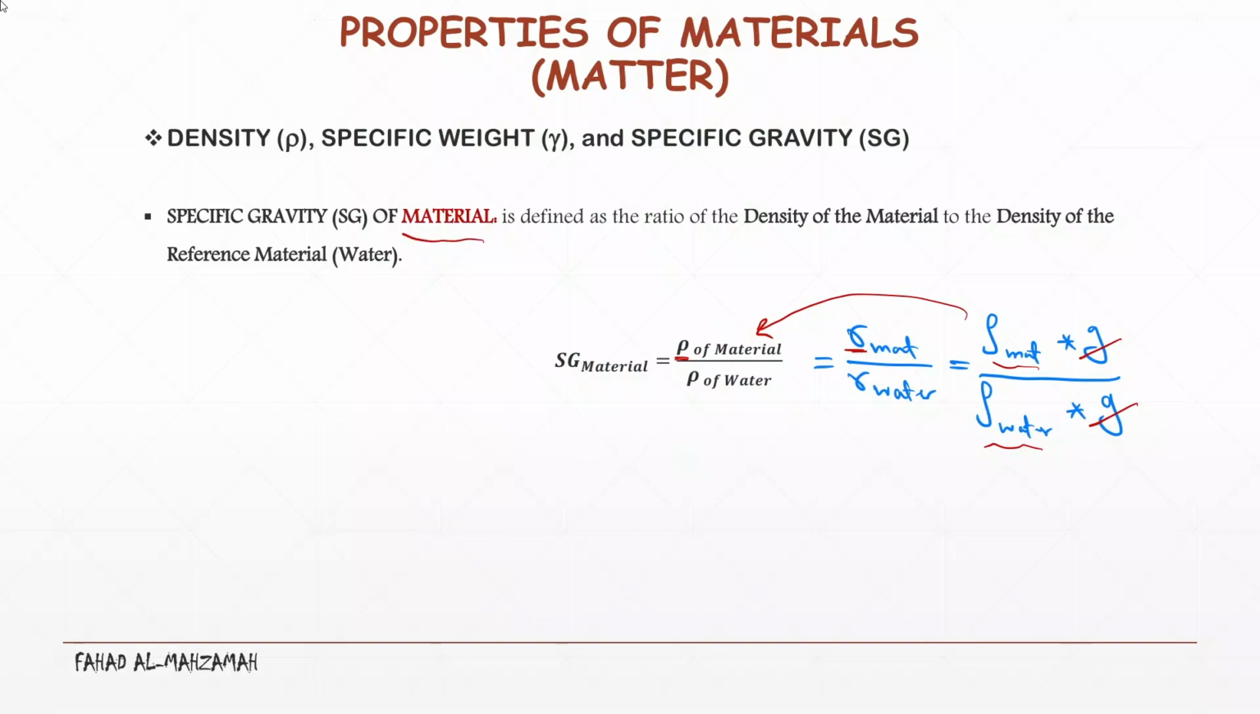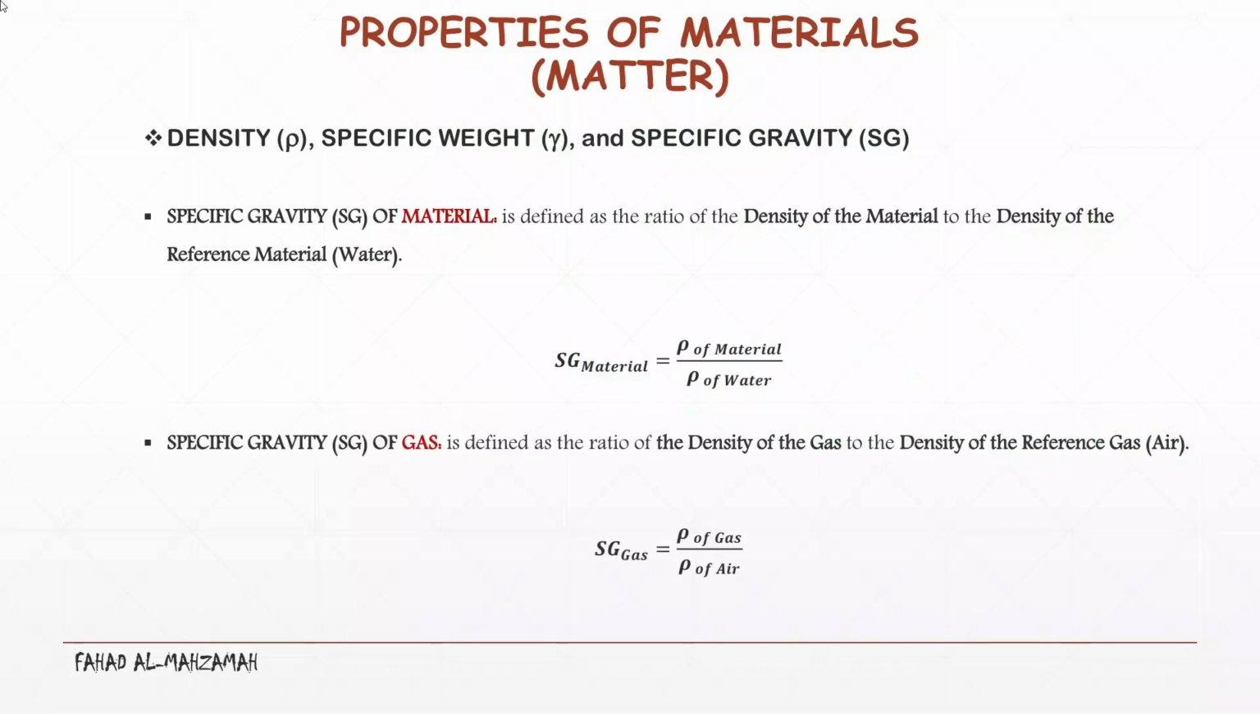In the material case, it depends whether you have a solid or liquid material, and you divide by the density of the water. Now, what about the second type? The second type is the specific gravity of gases. So for material, we take the ratio of the density of the material to the density of water.